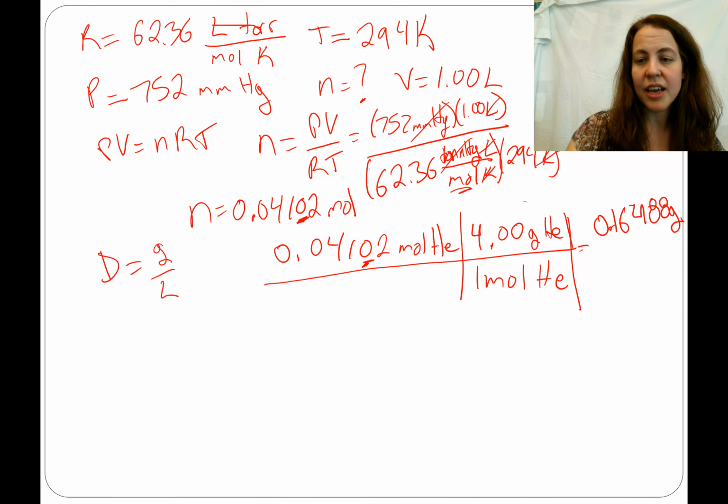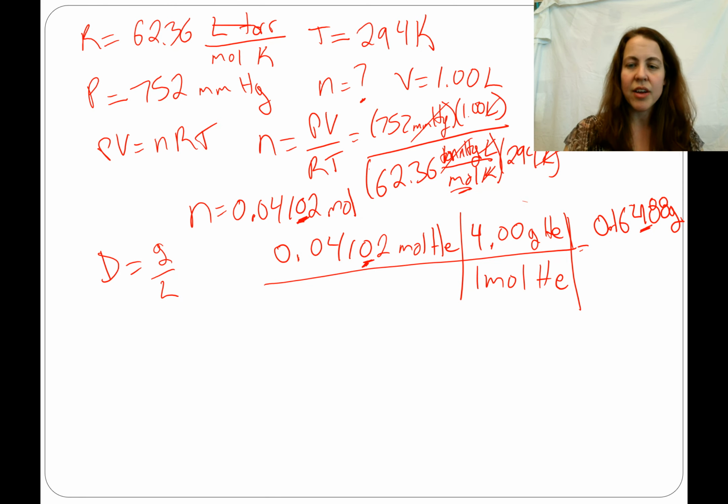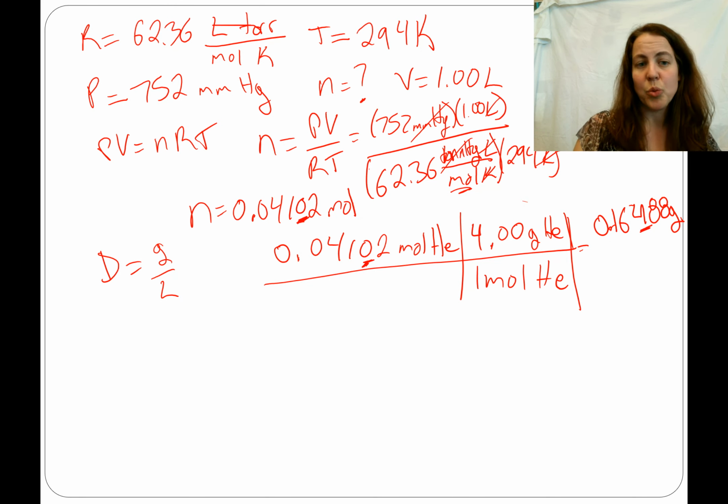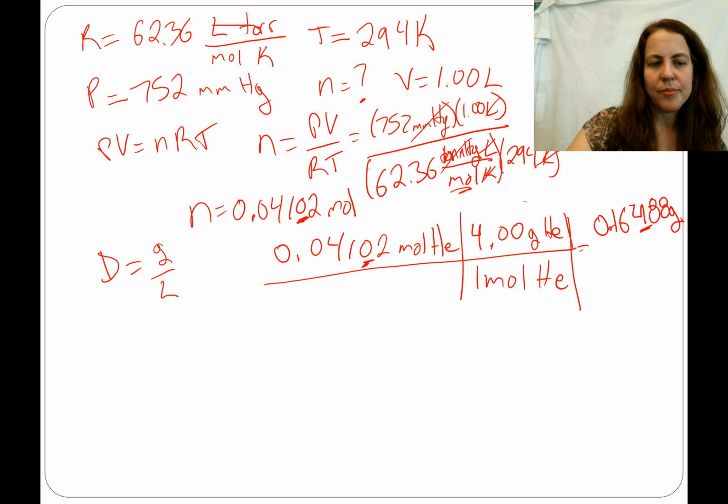Okay, and then again, we do want to check sig figs. We're going to have 3 sig figs, so it's going to be 0.165. So that's the mass in 1 liter of gas, and so that's really going to be my density. So I want to write that out, though, that density is mass over volume. And so we're going to have 0.165 grams of helium over 1.0 liters. So my density of helium is 0.165 grams per liter. Okay, and that's going to be my final answer.